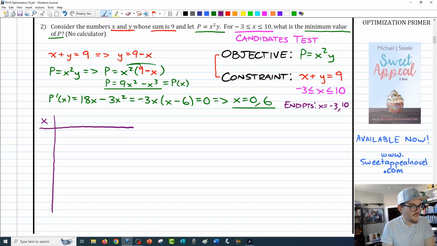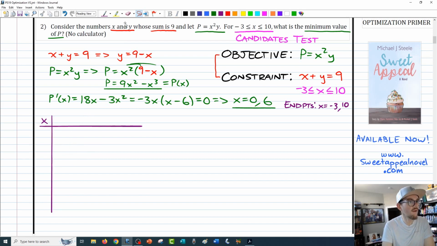I love that I'm doing this at home and not on the board at school, where everything is unfortunately too low for people to see well. I don't have to stress about that here. So for endpoints, I got negative 3 and I got 10. And then I've got those two critical numbers of 0 and 6.